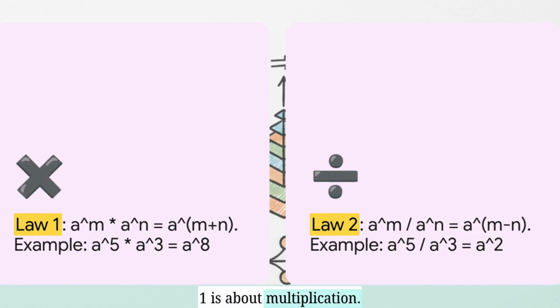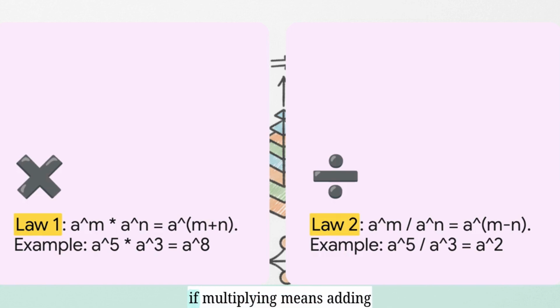Law 1 is about multiplication. When you multiply two terms with the exact same base, like a to the power of m times a to the power of n, you simply add the exponents together. So a to the 5th times a to the 3rd equals a to the power of 8. Why? Because you're literally just combining a chain of 5 A's with a chain of 3 A's, making a chain of 8.